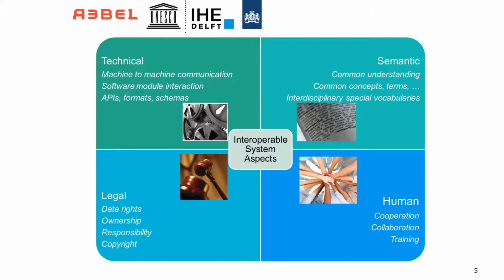Another aspect is legal. We need to know the different rights of using the data, the ownership, responsibility, and copyrights. The final aspect is human. To work together and to share data, we need cooperation and collaboration, and above all also training, so people are aware of the advantages of cooperation.